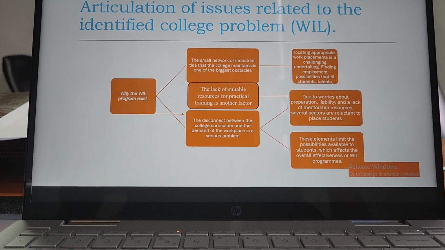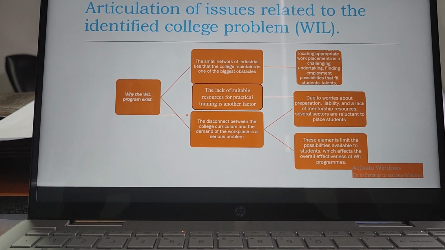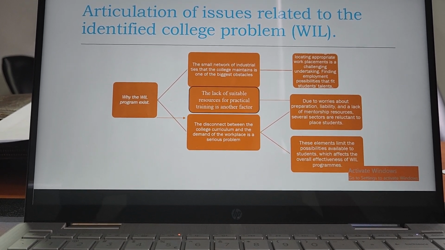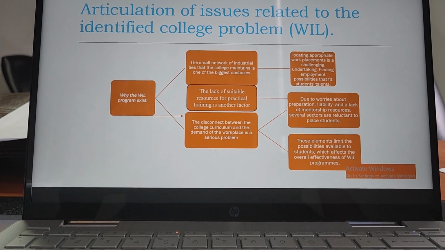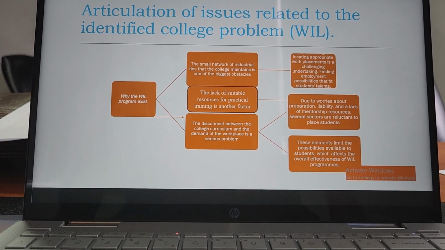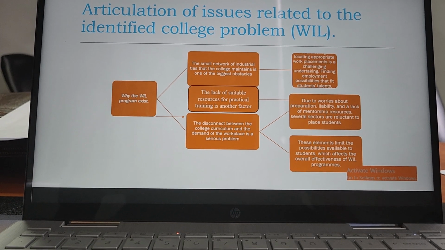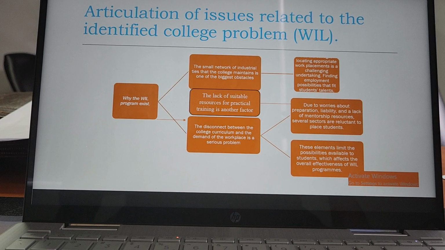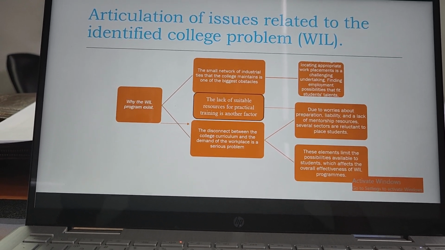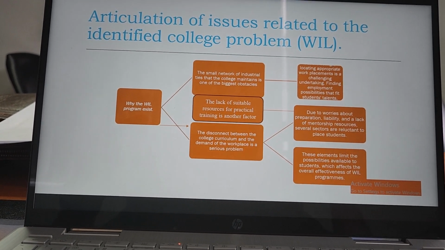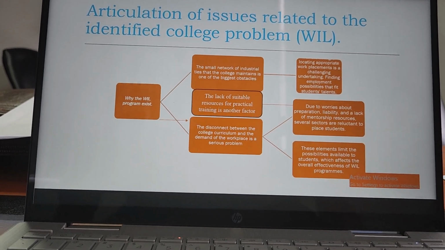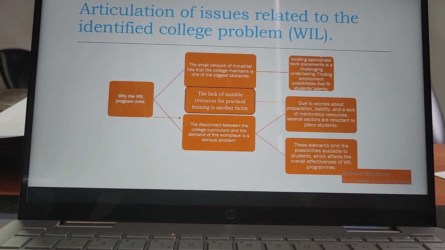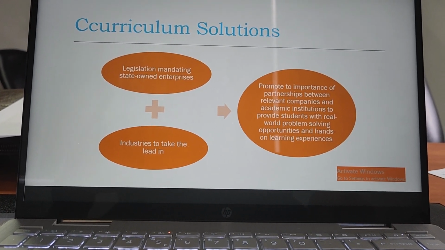place students. Now, this ties to the existence of policies that cover injuries on duty for our learners, and also having insurance in place, so that when they get injured, they can be attended to. And lastly, these elements limit the possibilities available to students, which affects the overall effectiveness of the WHEEL program. So these challenges, if not addressed, will limit students from benefiting from these wonderful solutions that we have.